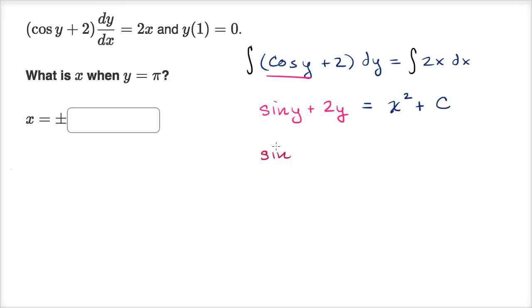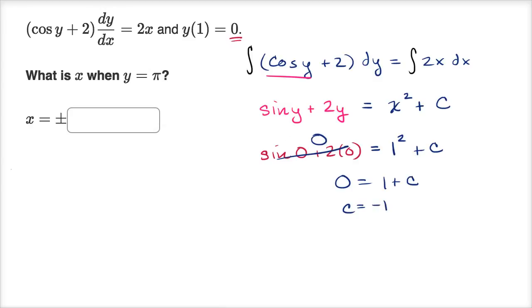So when y is equal to 0, x is equal to 1. So sine of 0 plus 2 times 0, all I did is I substituted in the 0 for y, is equal to x squared. Well, now x is 1, so it's equal to 1 squared plus c. Well, sine of 0 is 0, 2 times 0 is 0. All of that's just going to be 0. So we get 0 is equal to 1 plus c, or c is equal to negative 1. So now we can write down the particular solution to this differential equation that meets these conditions. So we get sine of y plus 2y is equal to x squared, and our constant is negative 1, so minus 1.